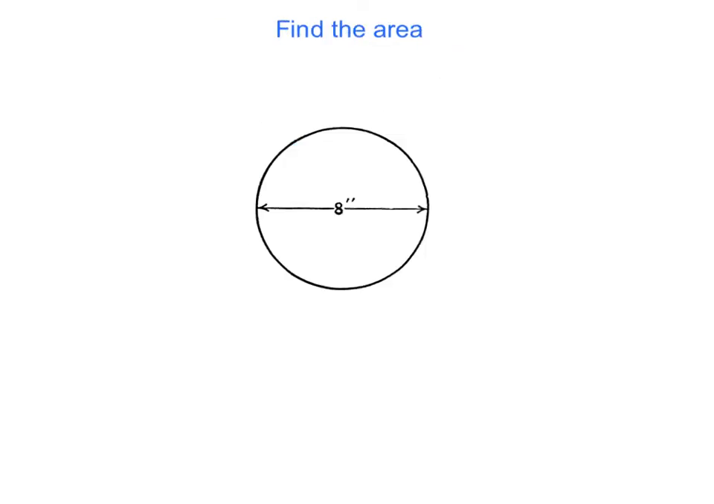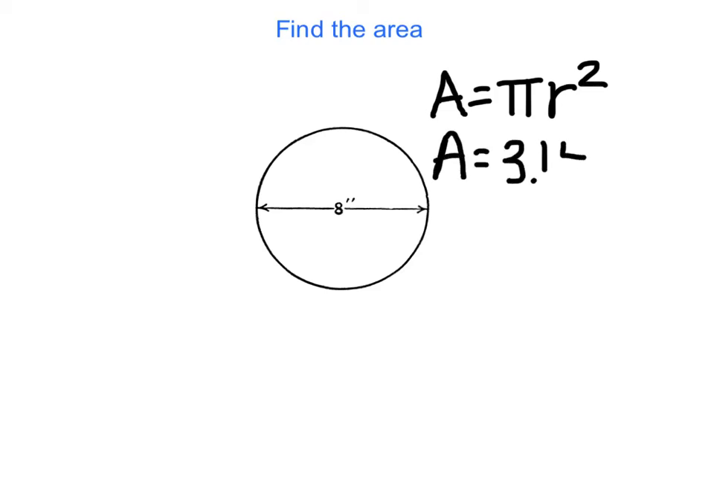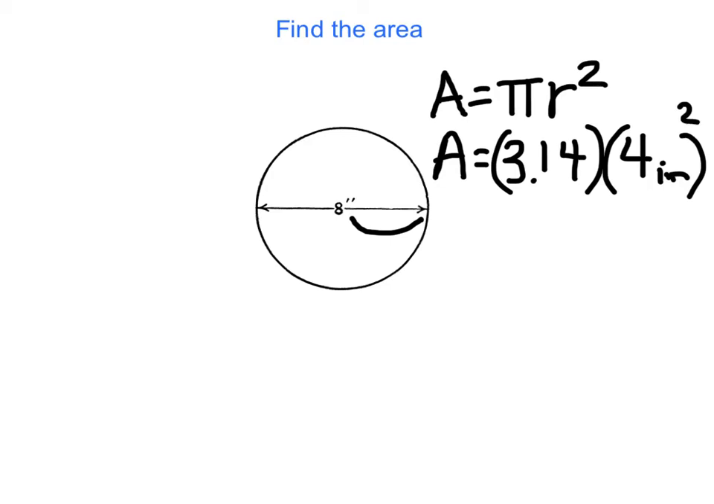All right, for this one, let's find the area. Pause your video, then restart to check your answer. Welcome back from pausing the video. The area of the circle is pi times radius squared. Pi is 3.14. The radius is half the diameter. So this would be 4 for the radius, and that's inches. And that gets squared. Now, following order of operations, we're going to square 4 first. So we get 16 square inches.